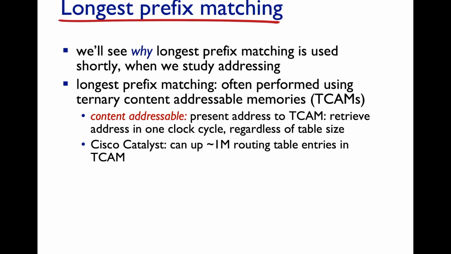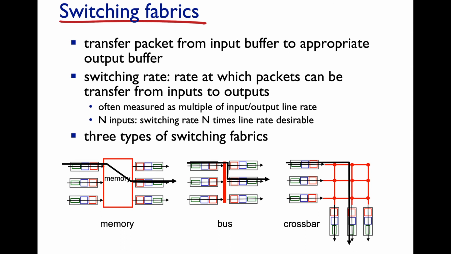Okay. So longest prefix matching is often used as a special type of memory, so-called content addressable memory, which does very fast lookup and matching. And I won't get into the details of that. It's beyond the scope of this class. So let's take a look at the switching fabric.